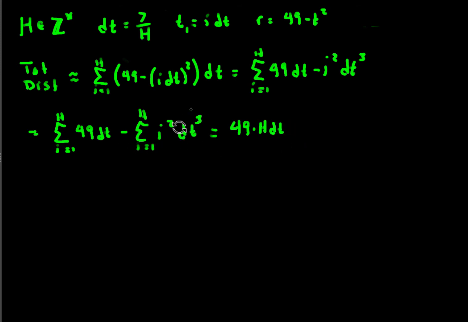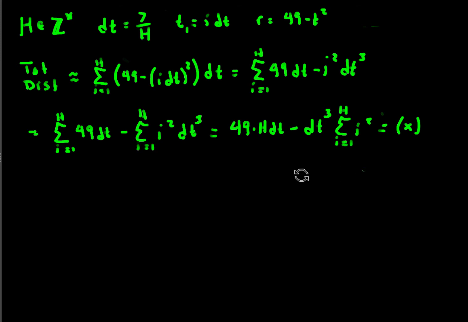And here I've got a dt cubed. It's also a constant, the same value being multiplied by this function, so I can factor it out of the sum. So it'll be minus dt cubed times the sum from i equals 1 to h of i squared. So now we've got to get a handle on what is the sum of this guy. And so I'm going to put a check mark here.